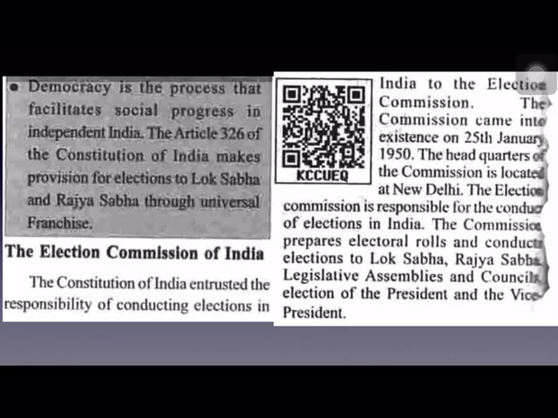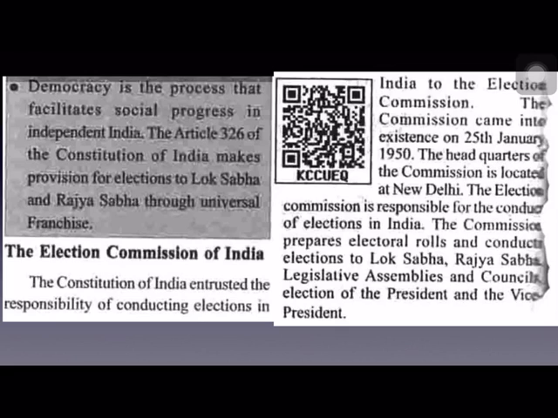Now the Election Commission of India. According to Article 326 of the Indian Constitution, there is a provision for elections to Lok Sabha and Rajya Sabha through universal adult franchise. That means elections to Lok Sabha and Rajya Sabha should be conducted on the basis of universal adult franchise according to Article 326 of the Constitution.